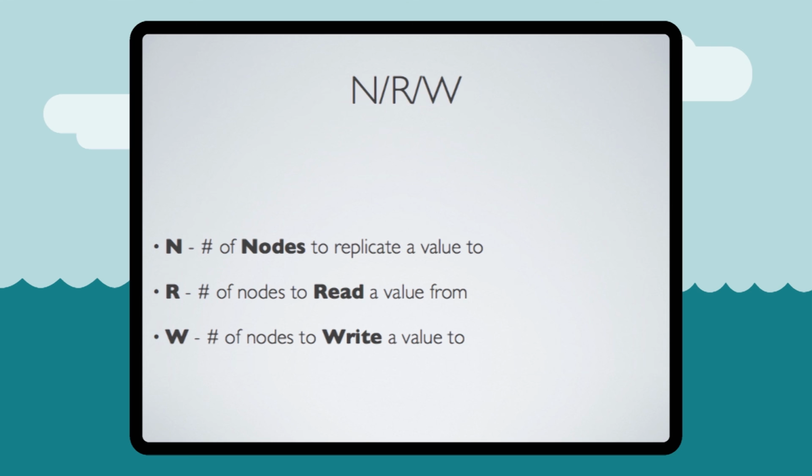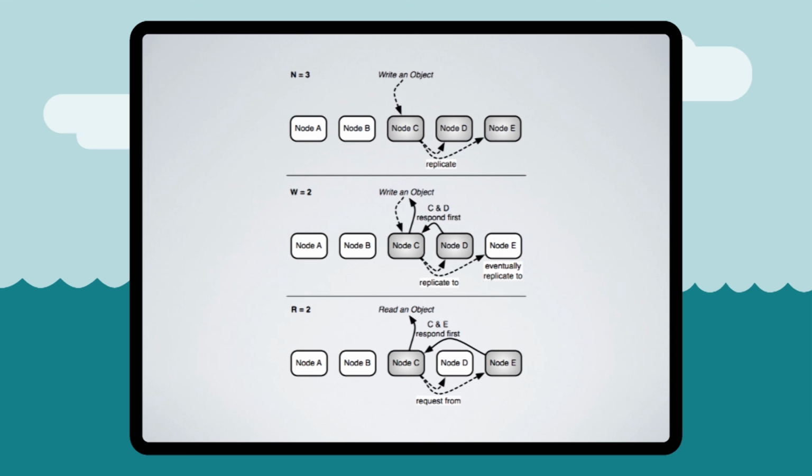W is how many writes have to be successful before it returns to the client and says, hey, I was a success. It could be 1 if you want to be really fast, or you could wait for all N's to write if you want to be pretty sure that the write has been successful. So these are the NRW values.